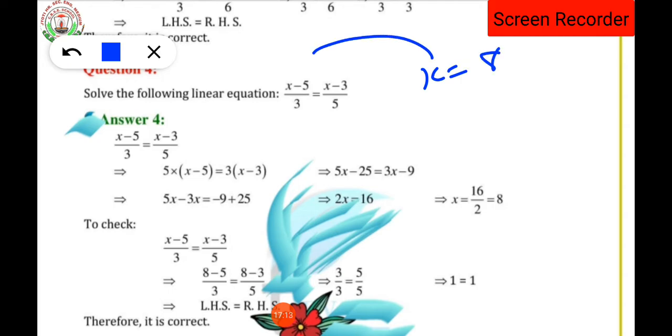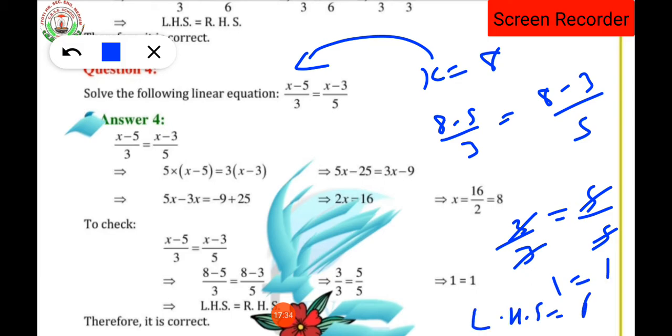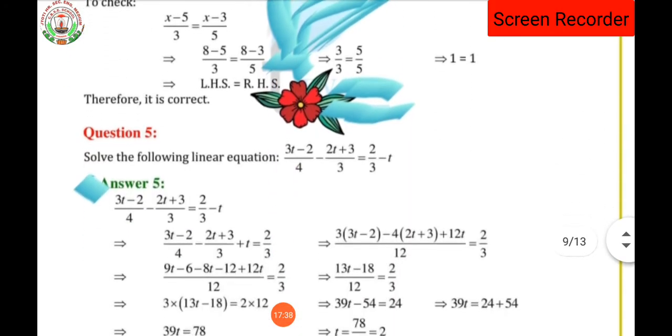This value we have to keep in the place of x, that is 8 minus 5 upon 3 is equal to 8 minus 3 upon 5. Clear? So here it will become how much? 3 upon 3. Here it becomes 5 upon 5. It will get cancelled. 1 is equal to 1. That means LHS is equal to RHS. Clear everyone? So in this way you have to solve.